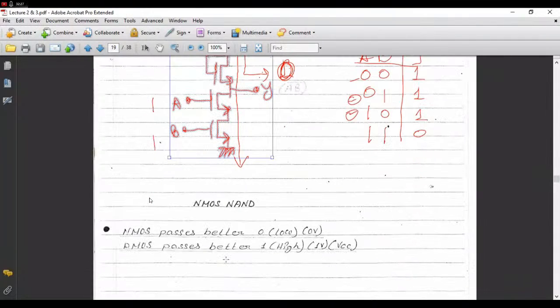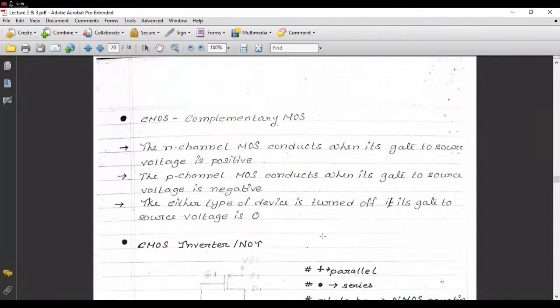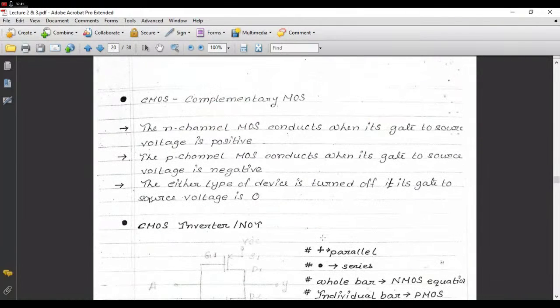So this is for information: NMOS passes 0 much better, and PMOS passes high values much better. So you have learned about NMOS now. Design with NMOSs is done. But now we are going to see CMOS, complementary metal oxide semiconductors.